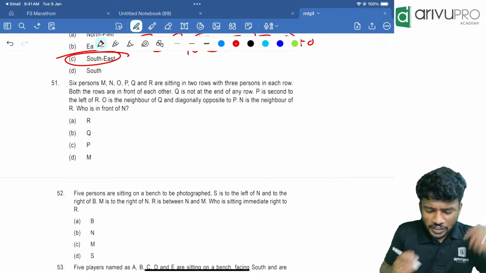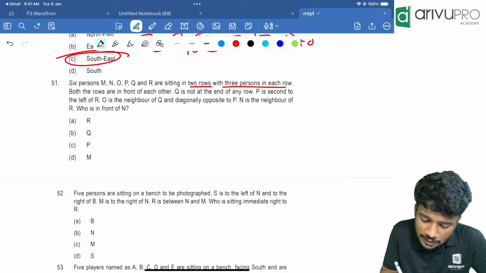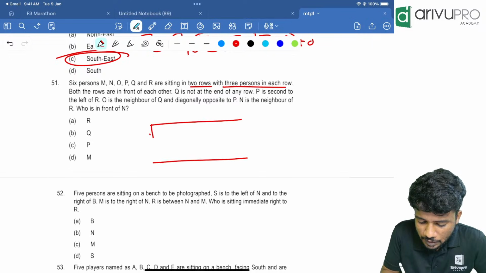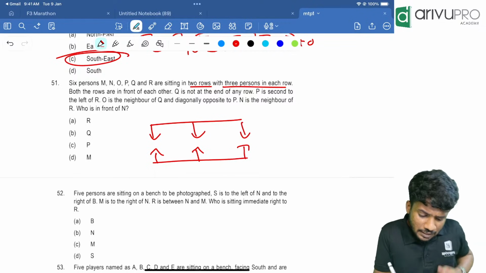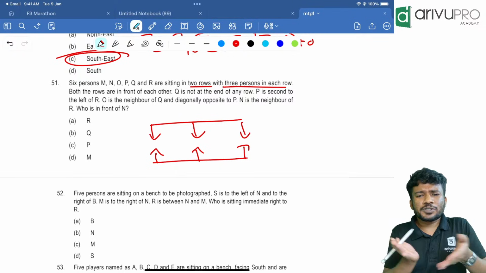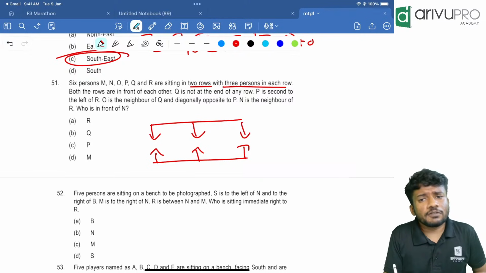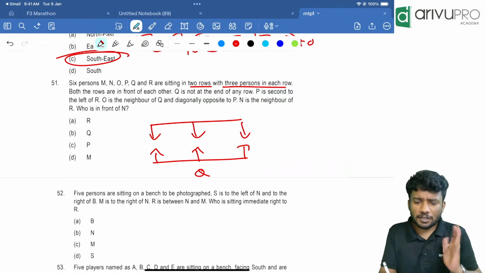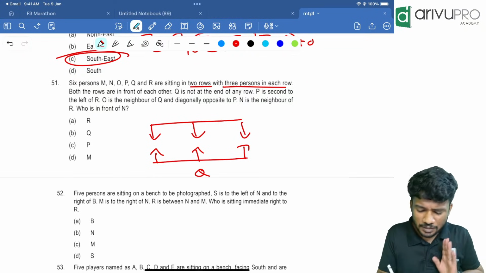Next one, 6 persons M, N, O, P, Q, R are sitting in 2 rows, 3 in each side. Okay, that is the given thing. Then both the rows are in front of each other. That means usually they are looking towards each other. Q is not at the end of any row. That means Q should be at the middle of any of the rows. I am assuming Q is over here. Let it be in the middle.